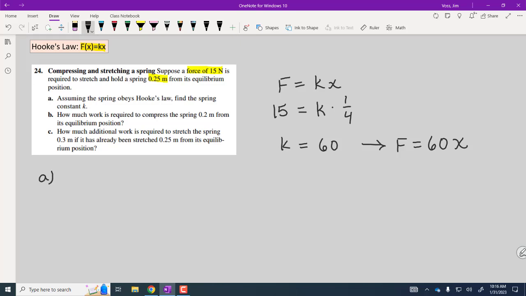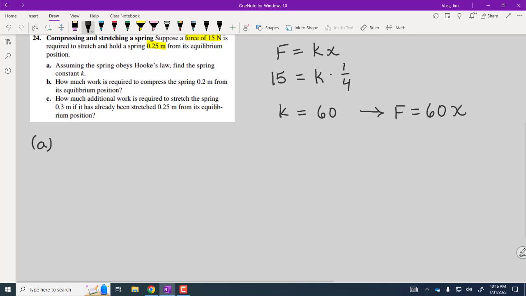So part A. Assume the spring obeys Hooke's law. Find k. All right, we just did that. k is 60. Part B. How much work is required to compress the spring 0.2 from its equilibrium position?